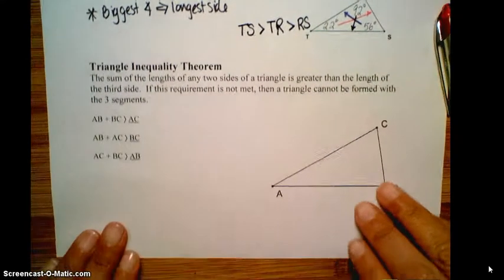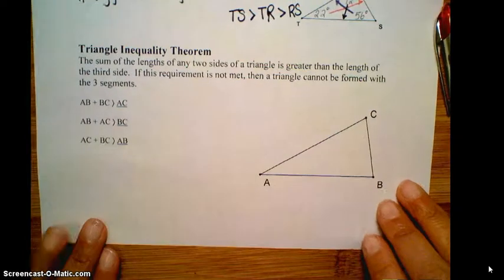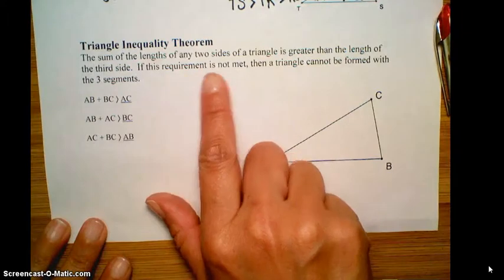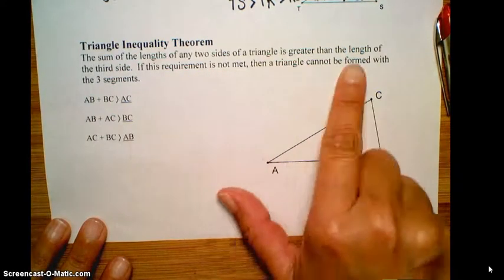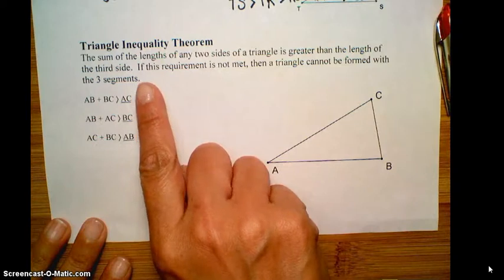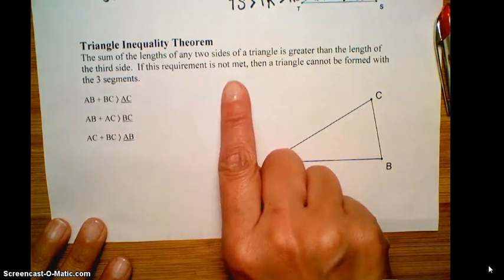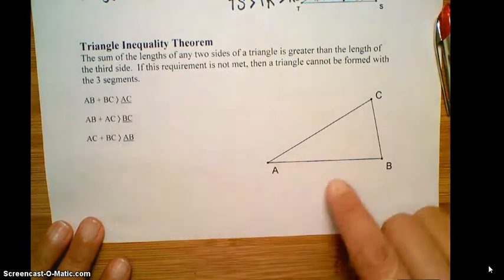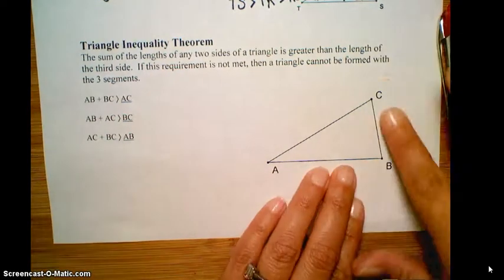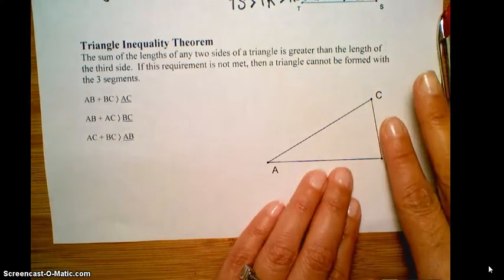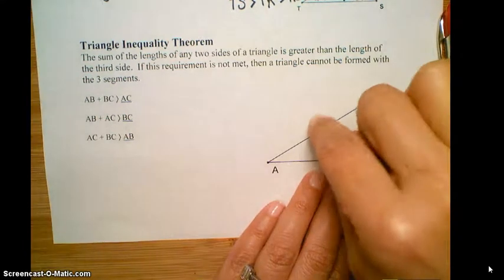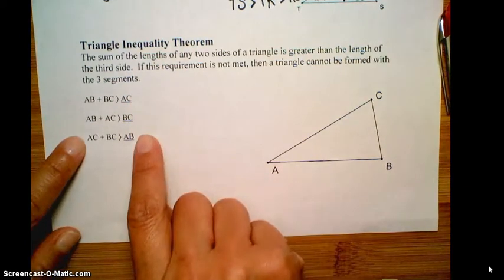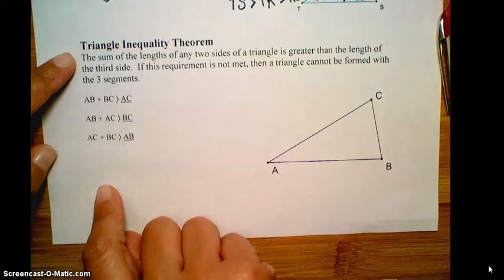Okay, at the bottom of the page, we have the triangle inequality theorem, and this is a biggie. It says the sum of the lengths of any two sides of a triangle is greater than the length of the third side. If this requirement is not met, you cannot form a triangle with the three segments. So in this picture, AB added to BC, these two sides must end up being longer than the third side, side AC. And then these are just all three possible combinations to meet the triangle inequality theorem.